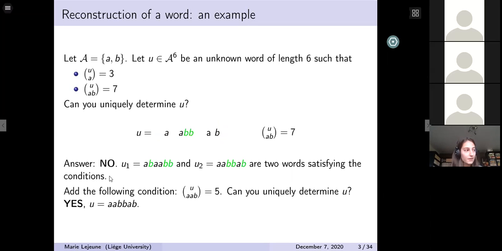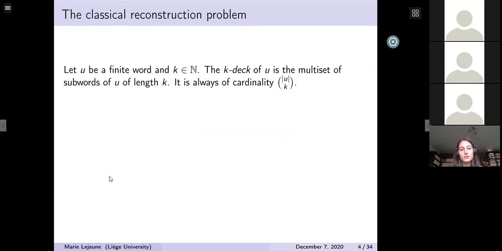But if I add a third condition, I know that the number of AAB as a subword of U is 5. Then I can determine the word U uniquely, because I had 2 possibilities and only one of them is satisfying the third condition. Okay, so what is the classical reconstruction problem?